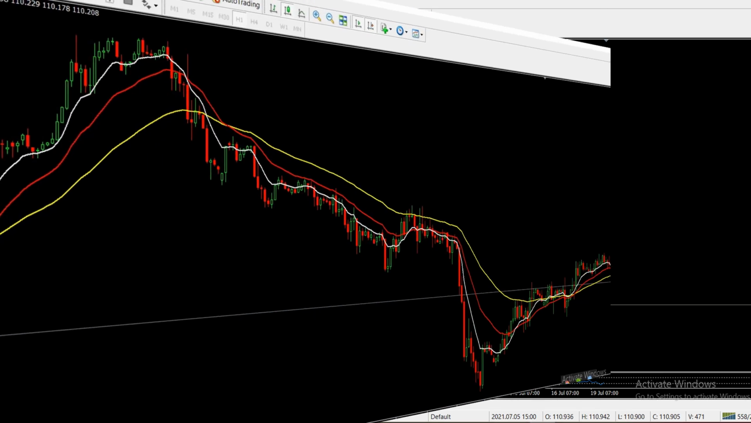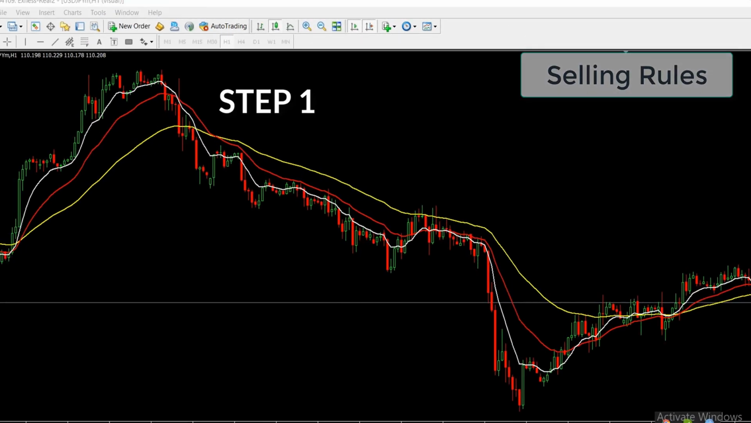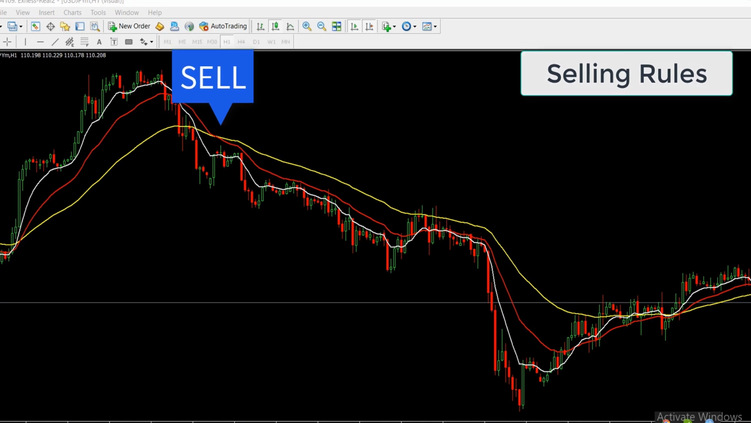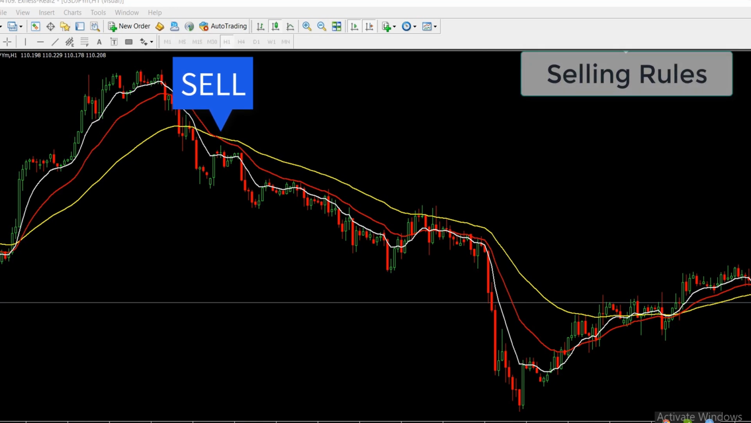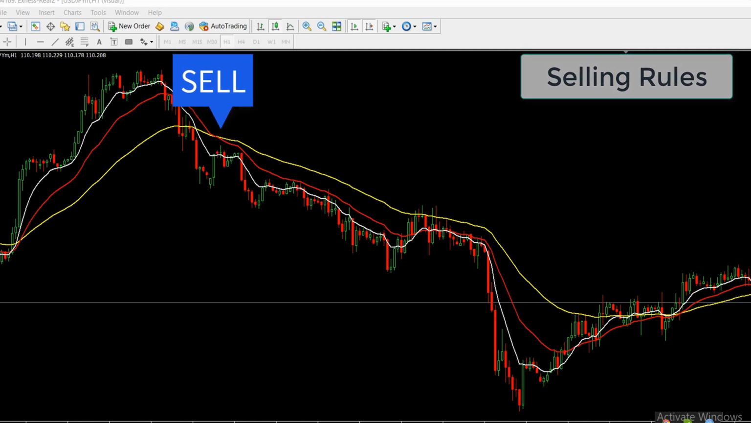Selling rules. Step 1. When the indicator is above both of the shorter term moving averages, we will consider the longer term trend to be down. The 21 should be above the 9 and below the 55 for a downtrend. If it crosses below the 21 while already below the 55, that is a downtrend and we are looking for a sell trade.